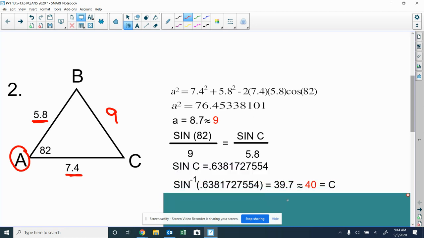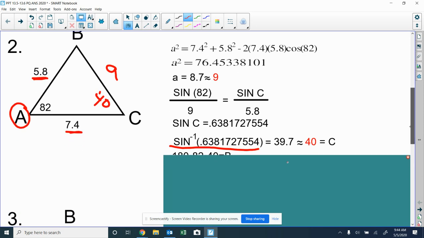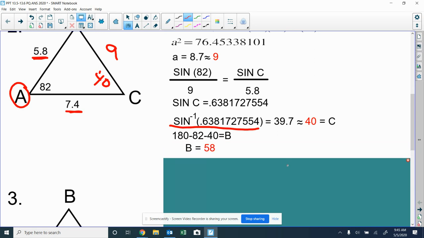Now, you're finding the angles here. So remember, you're going to need to use your inverse. Once you get what the sine of that is, inverse sine of that will get you your angle. And we'll round that up too. So your angle C is going to be 40. Now, you could use the law of sines to get the other one, but you could also know that the interior angles have to add up to 180. So that leaves angle B. The only thing left for angle B would be 58.